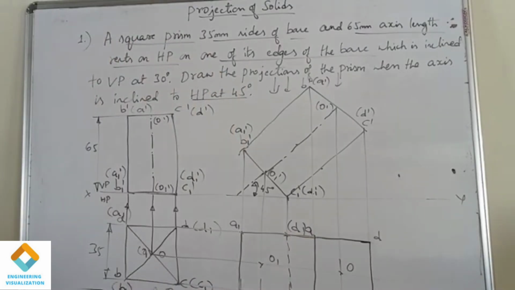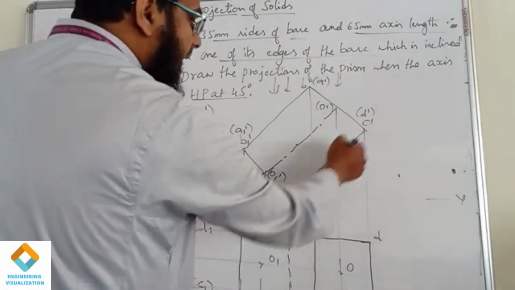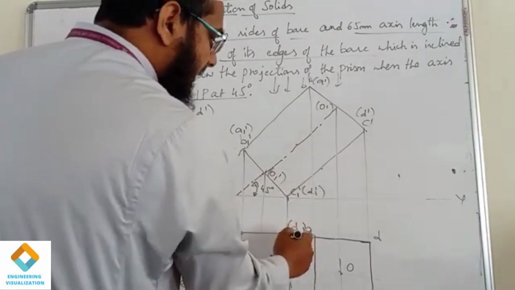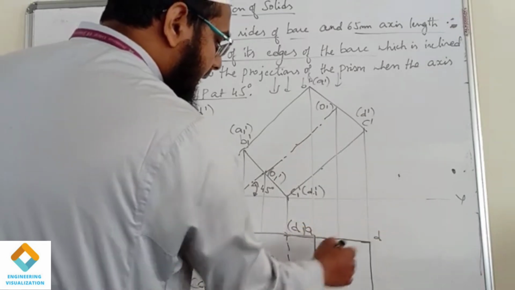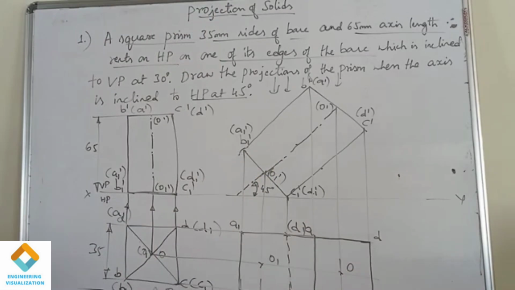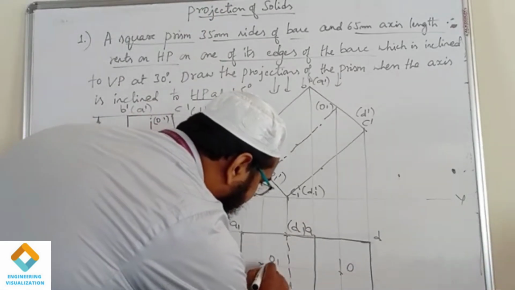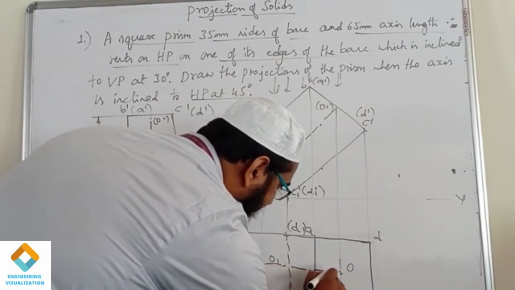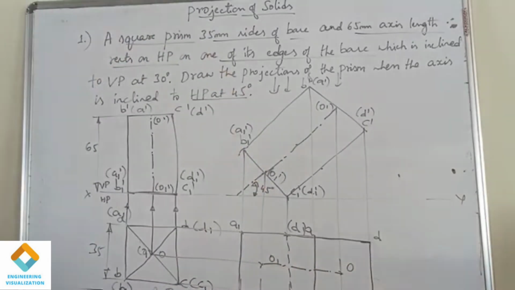And then you can see there is another face also not visible, that is C1 D1 to D and C1 to C, but we have already written a continuous line, so no need to show it. Now you can show the axis line here. So that is the axis line.